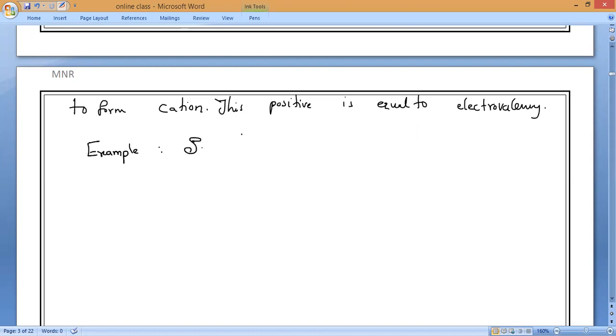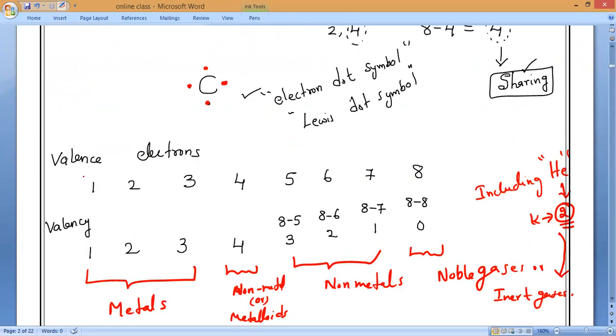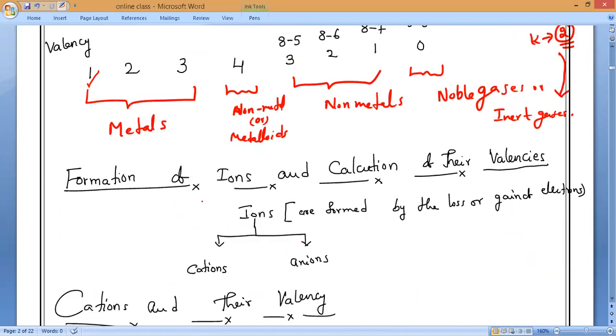What is the symbol of sodium? Na. What is the atomic number of sodium? 11. What is the electronic configuration of sodium? K, L, M: 2, 8, 1. How many electrons can it lose to become stable in nature? One electron. If one is the valence electron, then the valency is also 1. That is what you have to remember.